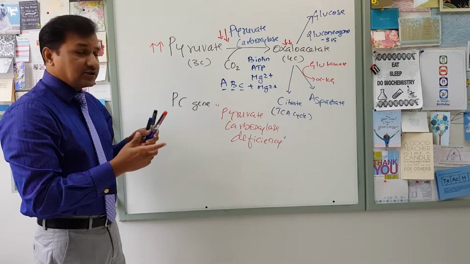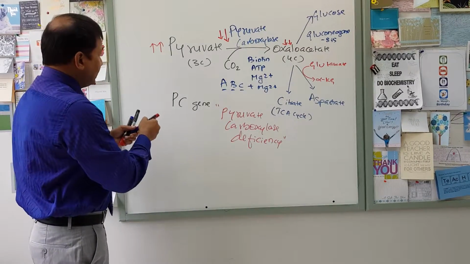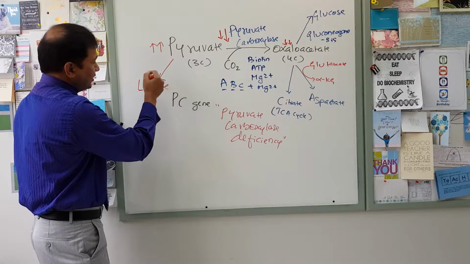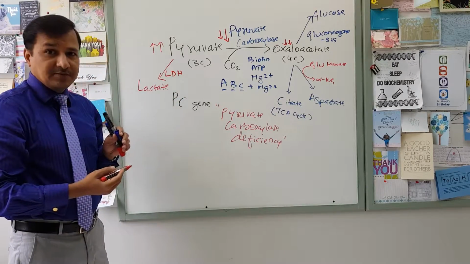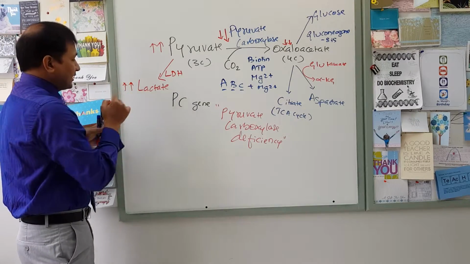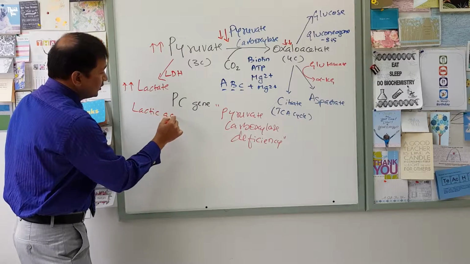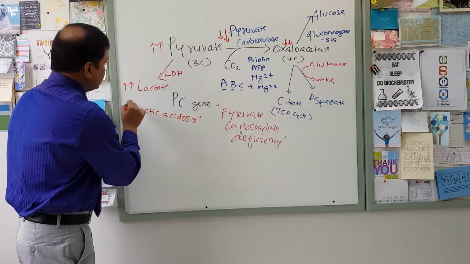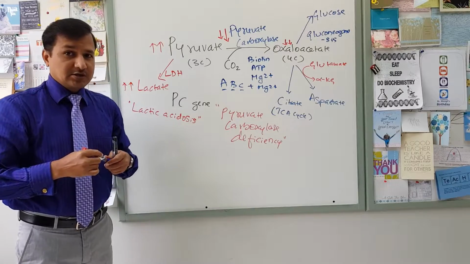So accumulated pyruvate will go back into the cytoplasm, and in the cytoplasm, this pyruvate will be converted into lactate. Pyruvate is converted into lactate by lactate dehydrogenase enzyme in the cytoplasm. That means when pyruvate is more, that also leads to increase in lactate, and this will cause lactic acidosis. So a pyruvate carboxylase deficiency will lead to lactic acidosis.